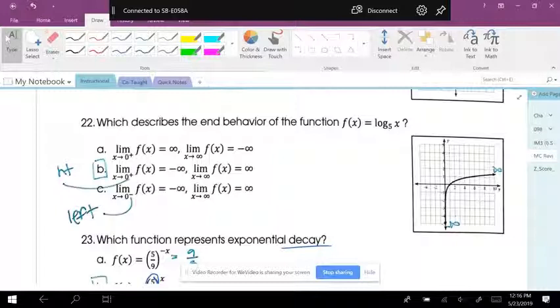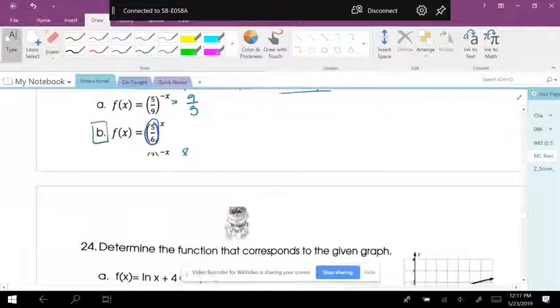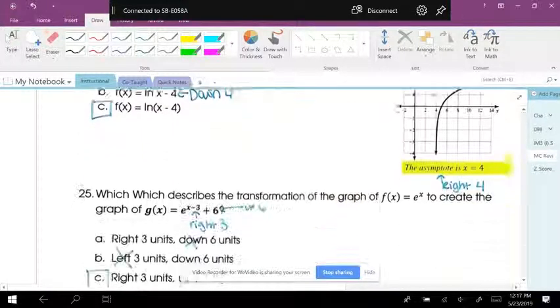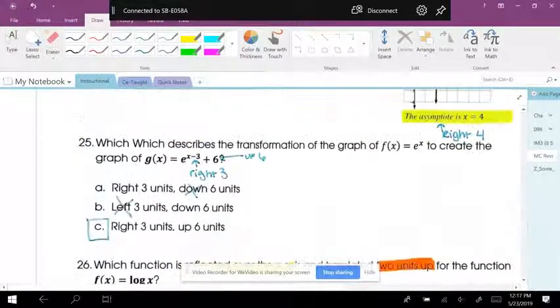Okay. Then B says, as x is going to the asymptote from the right side, it's going down, and then it's going to be going up. Okay. All right. Then you had 25, all the way to here.